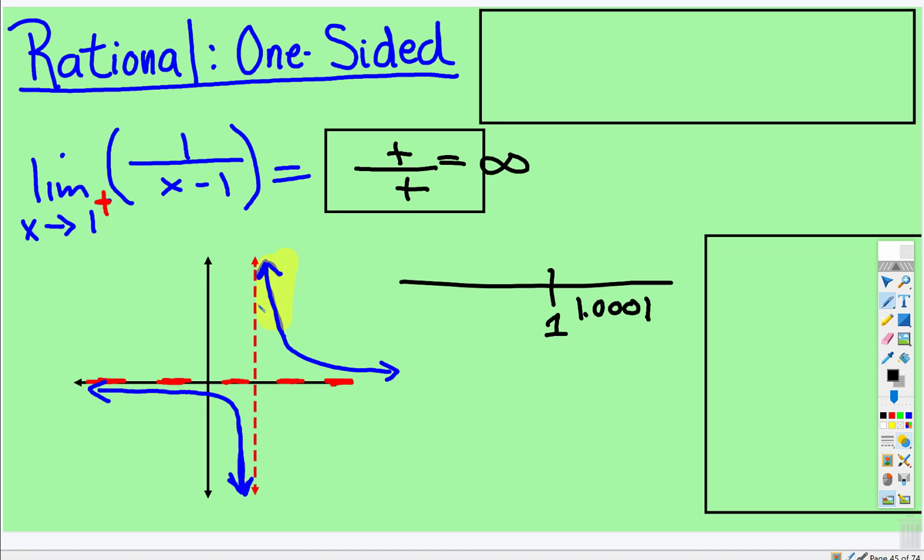All we did was take the normal parent graph, we shifted it over 1 to the right, and then we can see what the end behavior is doing graphically. And I think that might be it. Yep, that's it for rational functions, one-sided, kind of quick ways to tell what the answer should be.